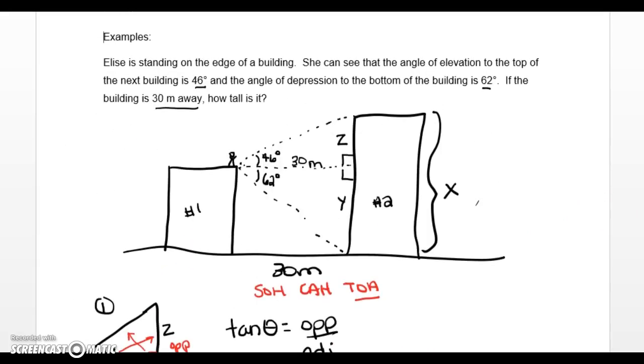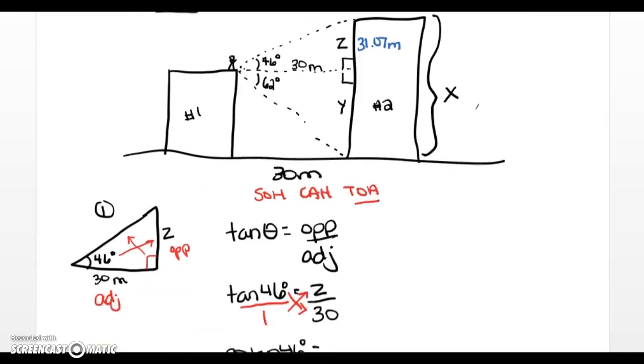So we can go up to our diagram. If we want to, we can label this here. So this one here was 31.07 meters. So now what we need to do is find the Y height, and we're going to use a very similar process.